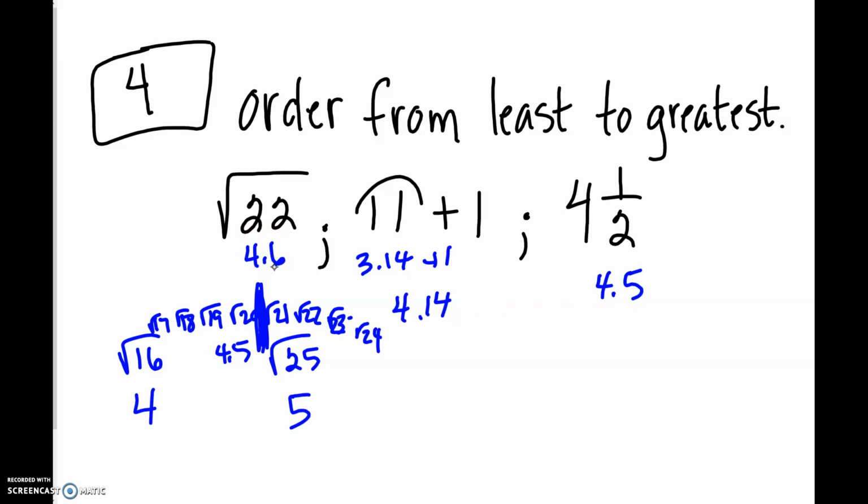All right, so what do they want? They want the smallest one. Well, what's smaller, 4.6, 4.14, or 4.5? Well, it looks like pi plus 1 is your smallest. Ooh, this first and last one were super close, 4.5 and 4.6. Good thing we found that middle, and we know it's definitely bigger than that 4.5. So 4.5 would be our next number, and the biggest number that we have here is the square root of 22.